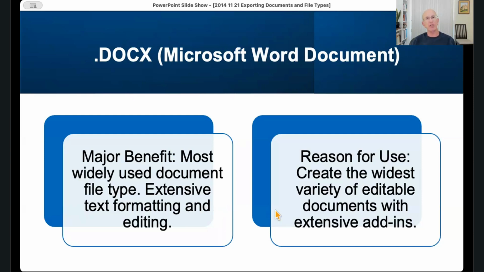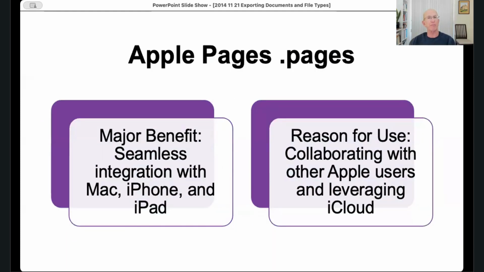And one of the biggest reasons people use Microsoft Word is because it has a wide range of tools and extensive add-ons that you can use to extend the capability beyond what Microsoft just gives you. So that's one pretty common document type of file.